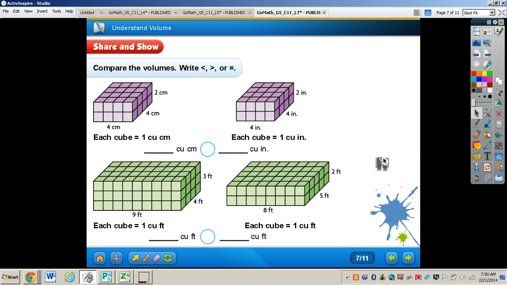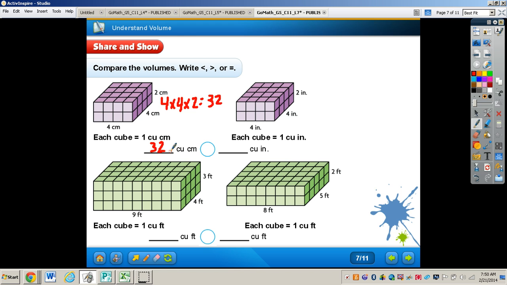Now what we're going to do with this first one together, we're going to compare the volumes of the different shapes, okay, by greater than, less than, or equal to. So the first thing we will need to do for this top one is find the volume. So we have 4 centimeters, 4 centimeters, and 2 centimeters. So we multiply 4 times 4 times 2. That's going to give us 32. Okay, 32 cubic centimeters.